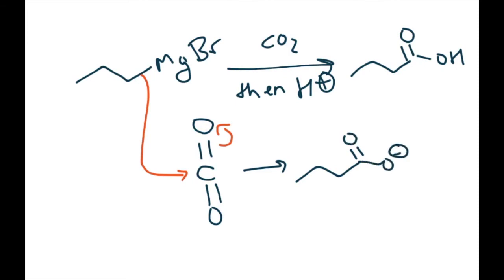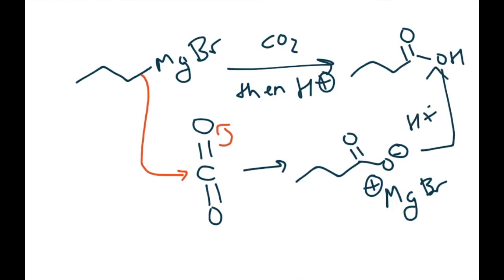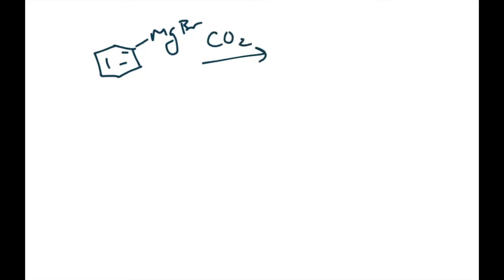You're going to make your carboxylate. In this case, it's going to be a magnesium bromide carboxylate. And then again, your H plus is going to come in and protonate that and make your carboxylic acid. So this is really kind of versatile, right? It doesn't matter what your Grignard reagent is. You're always going to get the same thing. So that is great. I think the thing to remember is that you're always adding one carbon when you do this.